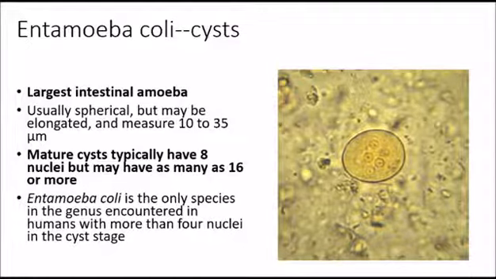Entamoeba coli, the cyst stage. Now, this is the largest intestinal amoeba. Usually it's spherical, but may be elongated, measuring 10 to 35 microns. Mature cysts typically have 8 nuclei, but they may be hypernucleated and they can have up to 16 or more. Entamoeba coli is the only species in the genus that you're going to see more than 4 nuclei in the cyst stage.